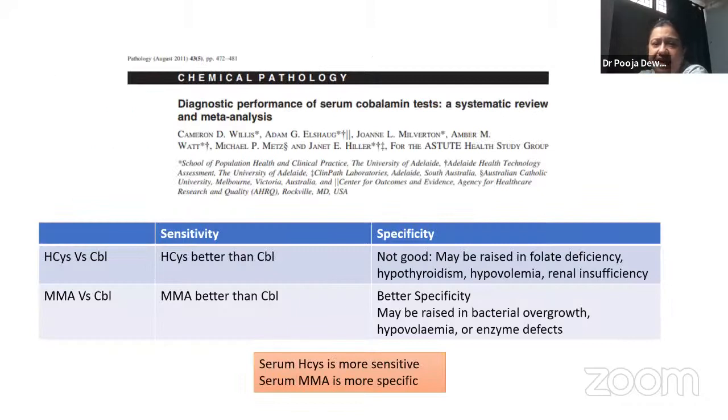So here is a meta-analysis which compared the performance of the three tests, that is your homocysteine levels, MMA, and cobalamin levels. Compared to cobalamin, homocysteine was a more sensitive test and MMA was a more specific test. But we do know that we go in for MMA and homocysteine only in cases where cobalamin is not supportive of your diagnosis. So if it is coming as normal or raised and you're still suspecting a deficiency of B12, then only you go in for these tests. Otherwise, in routine, the tests are not being used or recommended.